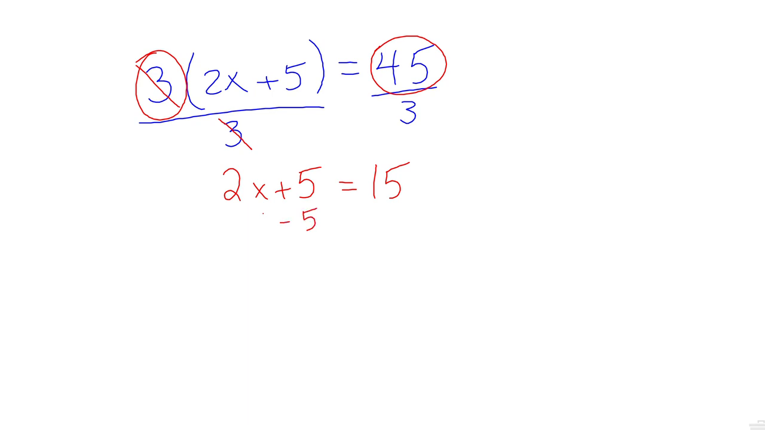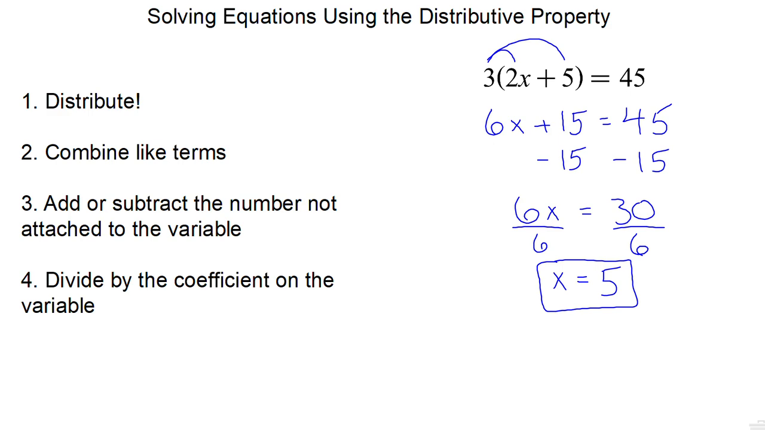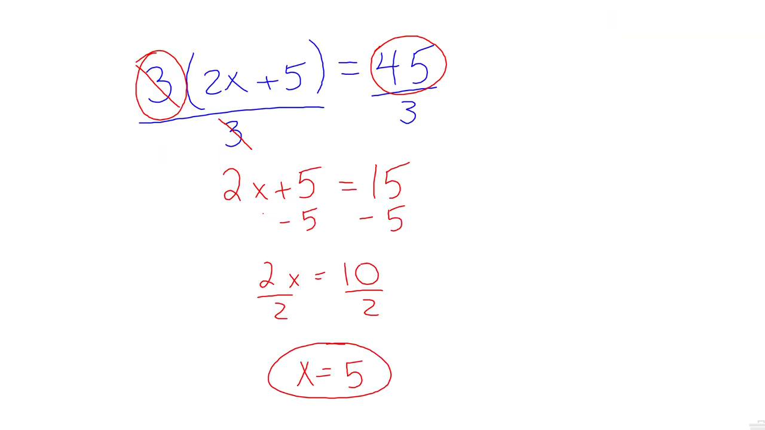We'll subtract 5, giving us 2x equals 10, and then we'll divide by 2, giving us x equals 5, which we'll note is the exact same answer we got when we did it the other way. We got x equals 5 the other way, and we got x equals 5 this way, which makes sense. We should get the same answer no matter which way we solve it, because there can only be one solution to a linear equation.